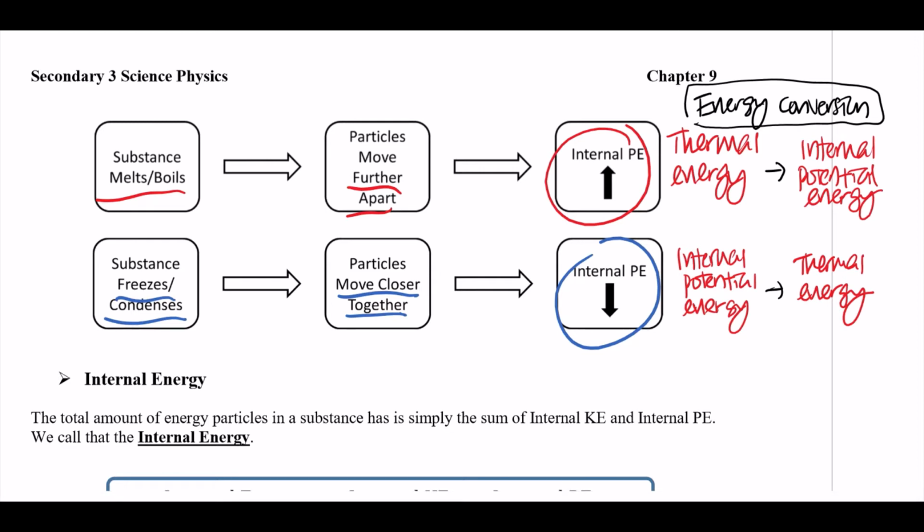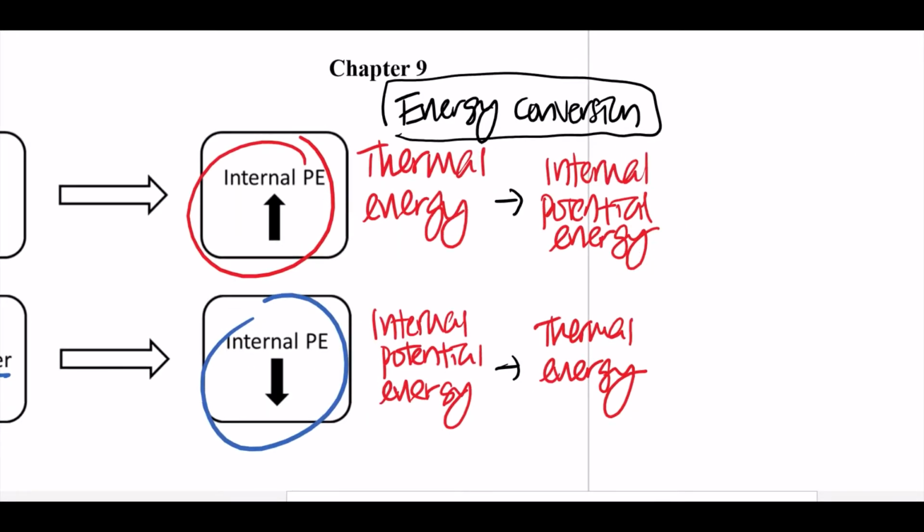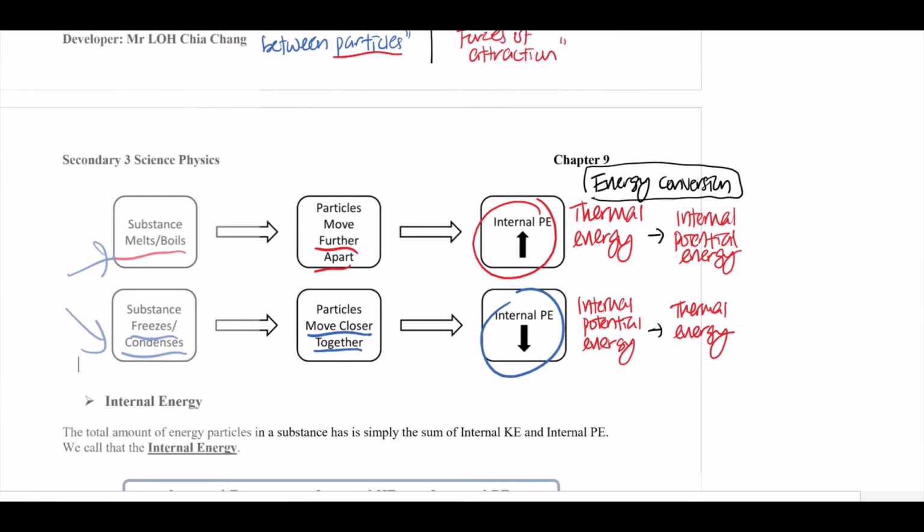Do note that internal potential energy only changes during melting, boiling, or freezing and condensation. And the energy conversion here is thermal energy to internal PE, or for the case of freezing and condensation, it is internal PE to thermal energy, and this thermal energy is lost to the surroundings.